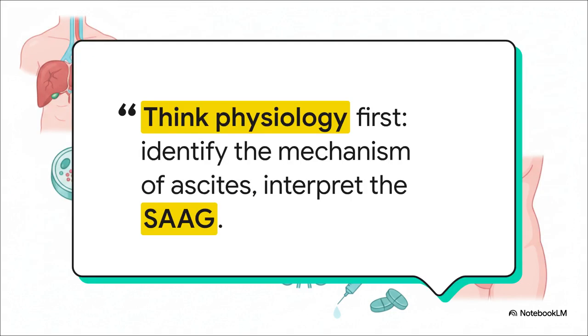So, bringing this whole explainer together, our entire clinical approach really boils down to this one core philosophy. Think physiology first. Identify the actual mechanism of the ascites by looking at the Starling forces. Interpret the SAAG to figure out if you're dealing with a pressure problem or a permeability problem. Treat the underlying cause, and then logically escalate your management from sodium restriction up to targeted diuretics to paracentesis with albumin, and finally, if needed, TIPS. When you truly understand the why, I promise you'll never have to blindly memorize the what ever again.